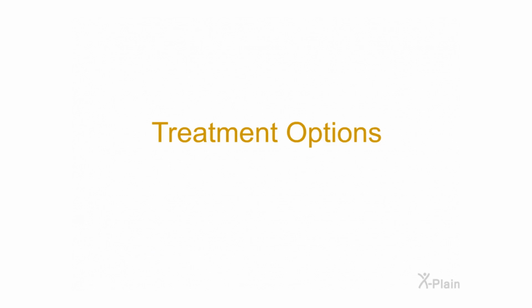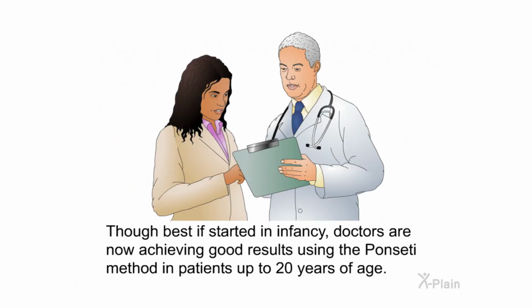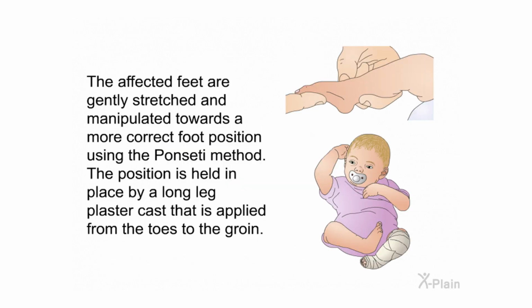Treatment options. Treatment for clubfoot is usually started in infancy. The Ponseti method is the most common treatment option and is usually started in a baby's first 2 weeks of life. Though best if started in infancy, doctors are now achieving good results using the Ponseti method in patients up to 20 years of age. The affected feet are gently stretched and manipulated towards a more correct foot position using the Ponseti method. The position is held in place by a long leg plaster cast that is applied from the toes to the groin.